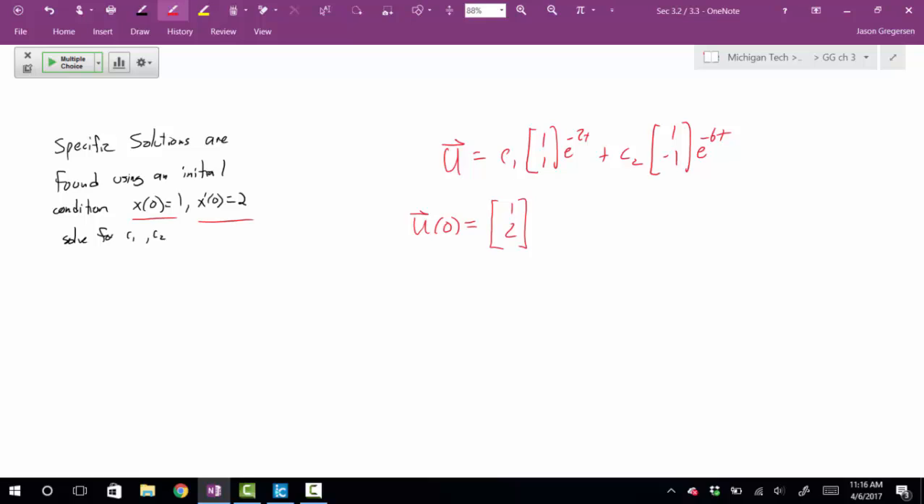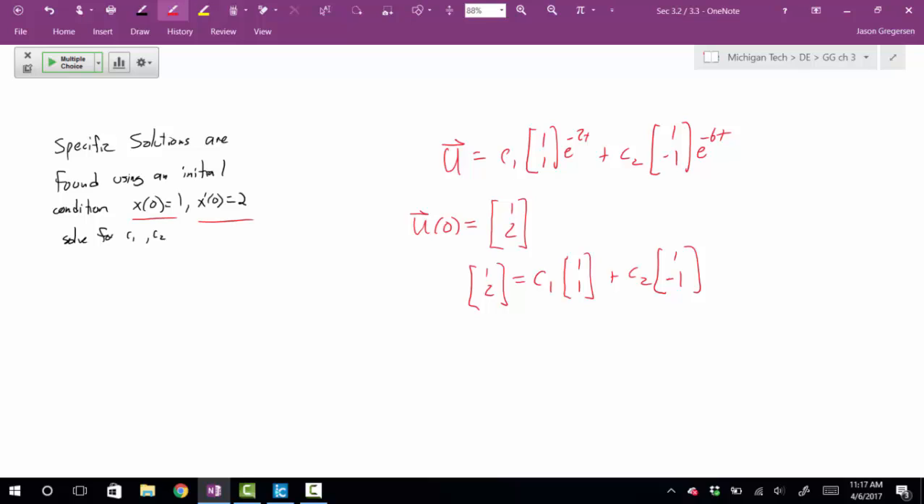Now, how do we use this to find the constants? Well, we just plug it in. It says u is 1, 2 when t is 0. e to the 0 is 1. Over here, I have this vector times e to the 0, which is 1. And so I get that. How do I solve that for C1 and C2 now? What could I do here to solve for C1 and C2?